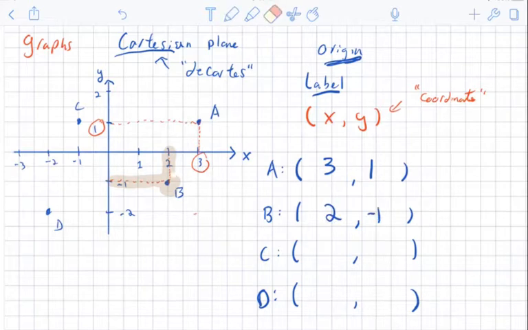Okay. What about point C? You draw a vertical line, its x-coordinate is -1, its y-coordinate is +1. So (-1, +1). And then D, draw a vertical line, its x-coordinate is -2, its y-coordinate is -2.